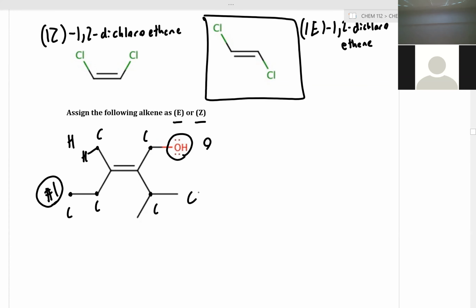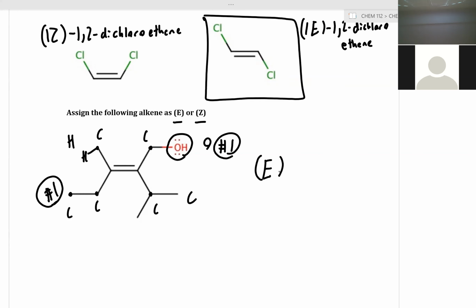So which group is higher priority, this alcohol or this isopropyl group? Which group is higher priority, the alcohol or the isopropyl group? The alcohol, right? Because oxygen is higher priority than carbon. So then, are our high priority groups on the same or opposite side? Is this Z or E? E. Yep, that's exactly right. So this is an E alkene. Perfect.